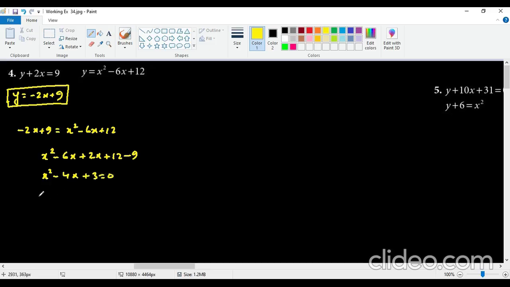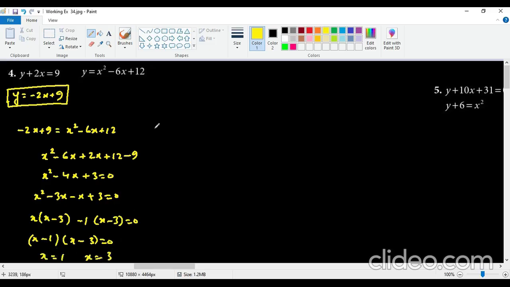equals 0. So factorizing this, it's going to give us minus 3 and minus 1, minus 3x and minus x plus 3 equals 0. So x is common in both of them. Minus 1, so x minus 1 and x minus 3 are the two factors equal to 0. So that means x equals 1 and x equals 3. So I'll make brackets like this and write x equals 1 and x equals 3.